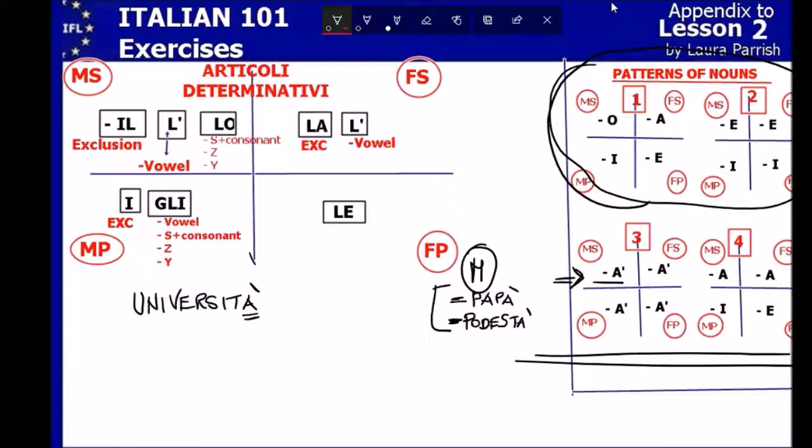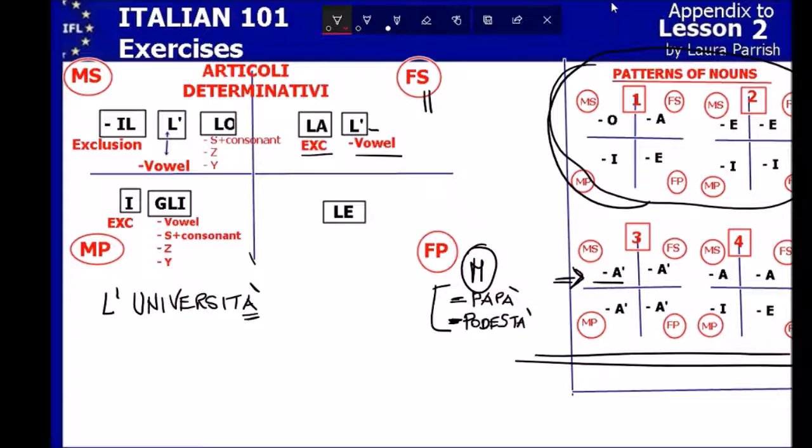So we know università is feminine. Università is singular, so we go to the feminine singular corner, and we leave the exception last. We start here. Does this word end in a vowel? Yes. Here you go: l'università.